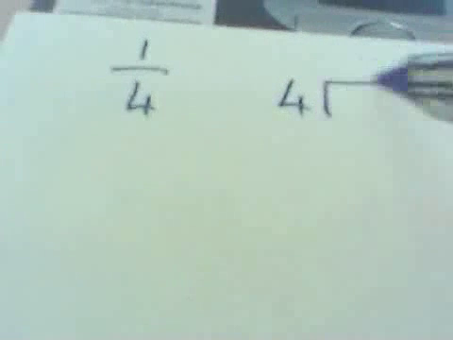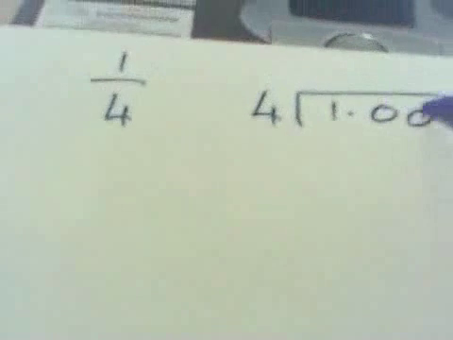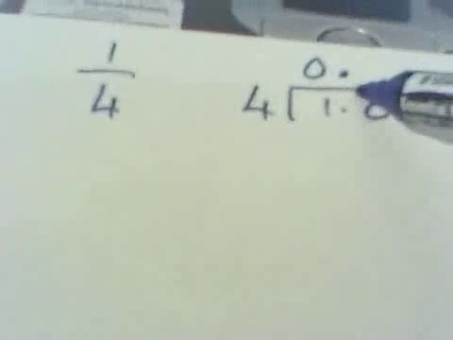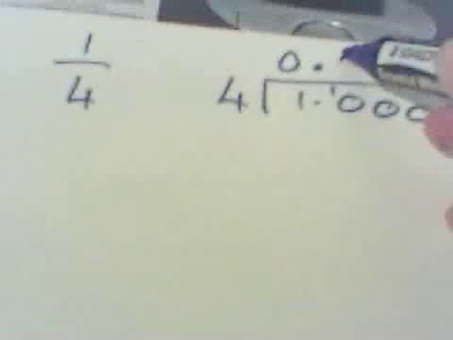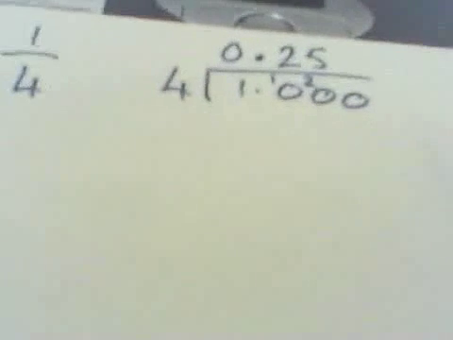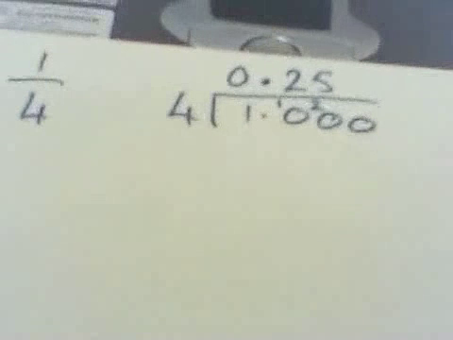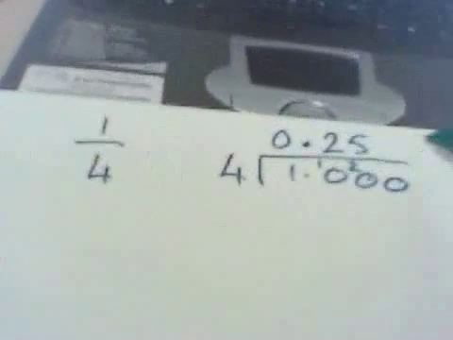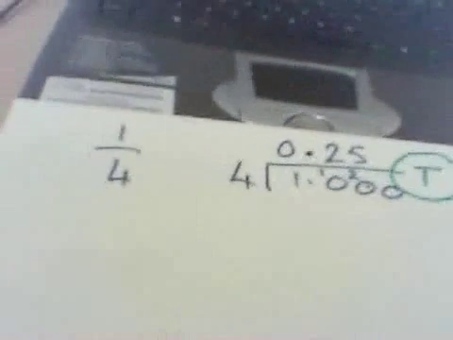And it doesn't stop there. So how many 4's into 1? Let's write this down carefully. 4's into 1 won't go. Carry the 1. 4's into 10 will go twice. 2 4's are 8, that's 2 left over. 4's into 20 go 5, none left over, so I can finish. What type of decimal is it? It's a terminating decimal because it ends. So I'm going to put T next to that one because it's a terminating.